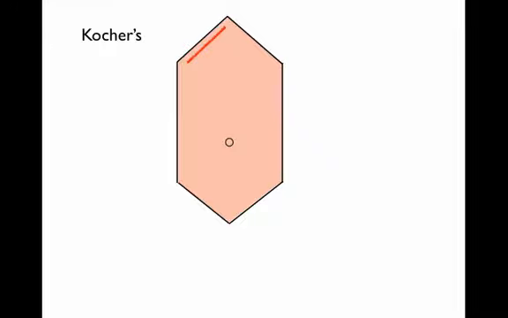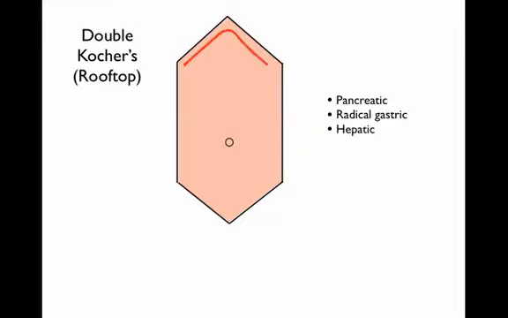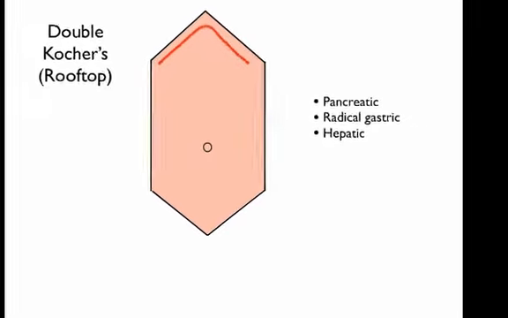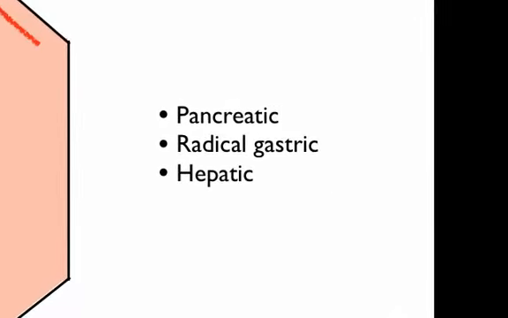The next is the double Kocher's incision, which is also commonly referred to as the rooftop incision. This is essentially 2 Kochers which have been joined up in the midline. This offers adequate exposure to the pancreas for significant pancreatic resections, an example being a Whipple's procedure. Also allows access for radical gastric operations and hepatic operations, such as hemihepatectomies or metastasectomies.